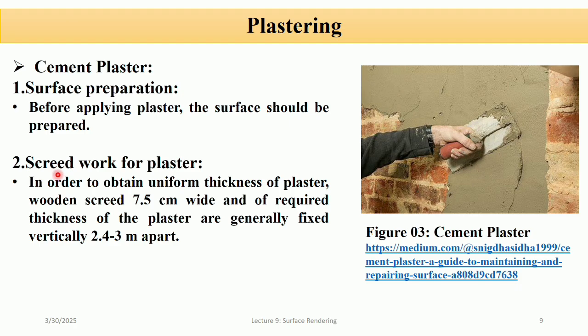After that, the second step is screed work for plaster. For uniform thickness of plaster, wooden screeds 7.5 cm wide, of the required thickness of the plaster, are generally fixed vertically 2.4 to 3 meters apart. Careful plumbing should be done in fixing these screeds.